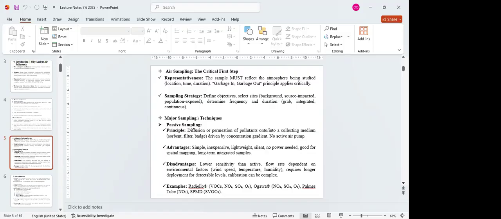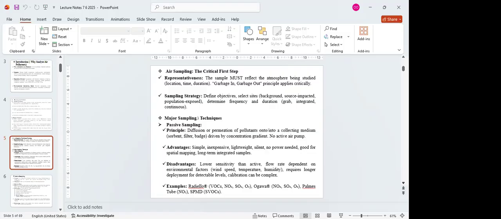Now, having said that, let us look at some of the major sampling techniques that are involved. Like mentioned before, we have the passive sampling. Passive sampling principally tells us that there is diffusion and permeation of pollutants either onto or into a collecting medium. This is the principal point of consideration, and it helps you to understand what you need to use.